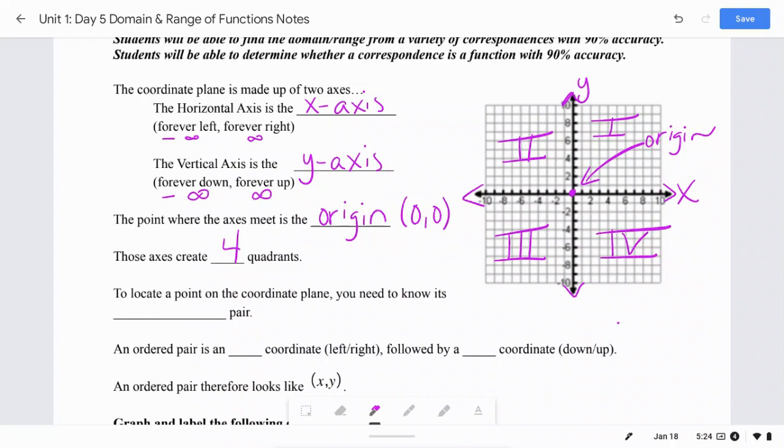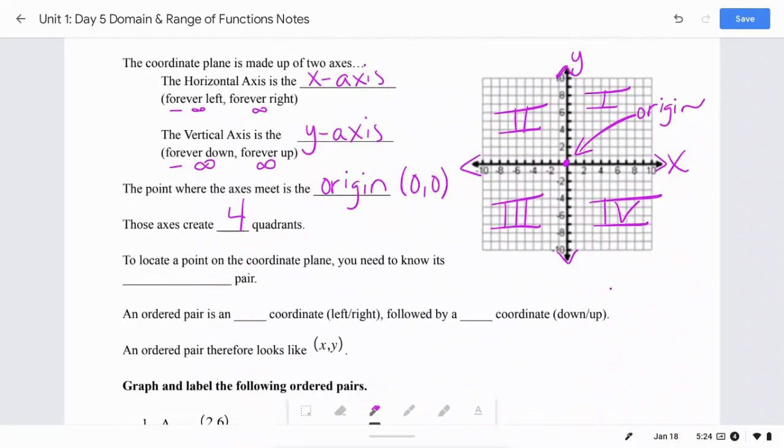To locate a point on the coordinate plane, you need to know its ordered pair. When we're writing out an ordered pair, we always start with the x coordinate, which is how far to the left or the right you have to go to get to that point. And then it's always followed by the y coordinate, which is how far down or up you have to go to get to that point.